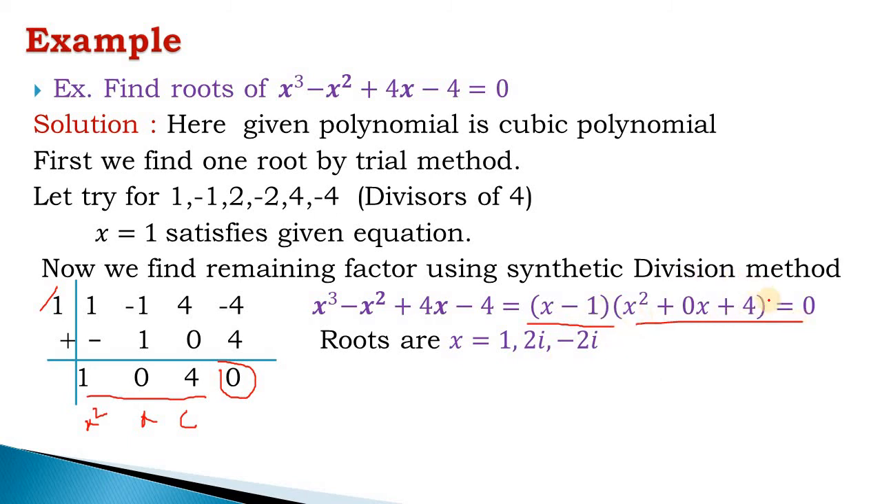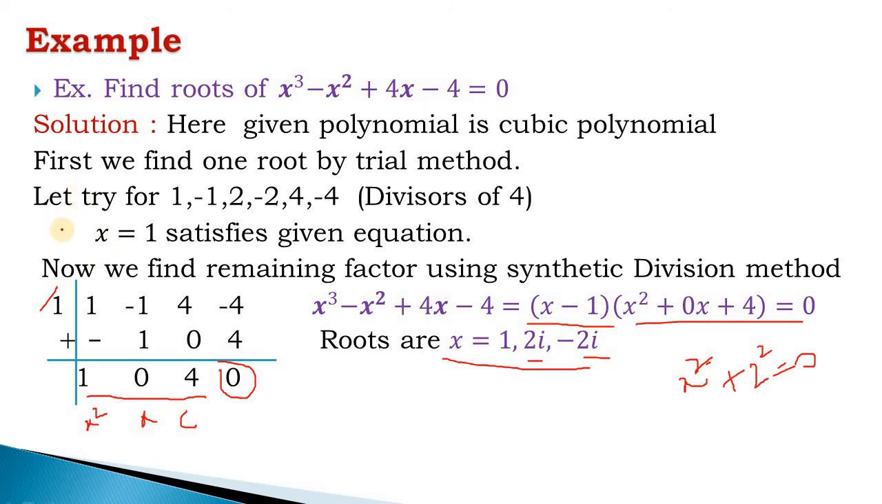And we know the roots of x square plus 4, that is x square plus 2 square, so it is of the type x square plus a square, and the roots are plus a or minus a. And the root corresponding to the other factor is 1. So we get x equal to 1, plus 2i, minus 2i. That is the root. I hope you understand how to find the roots of a cubic polynomial.